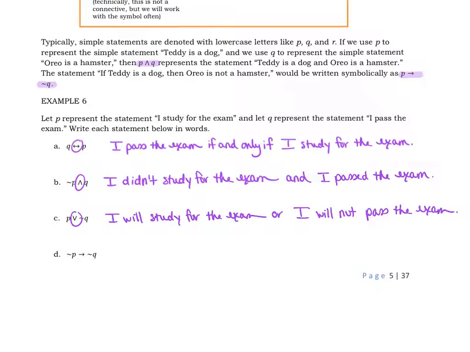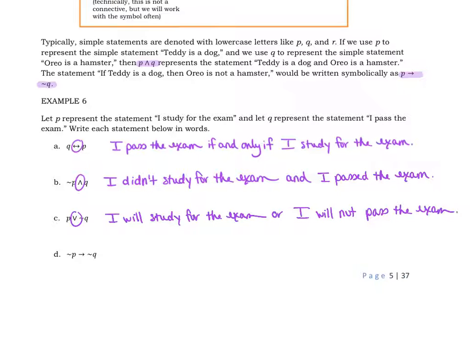And again, the tense is fine. If you want to say I study for the exam or I passed the exam, that's fine. You could say I studied for the exam or I would not pass the exam. Again, mess with the tenses.